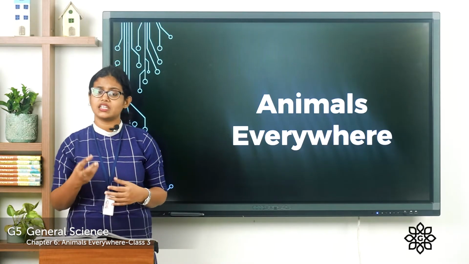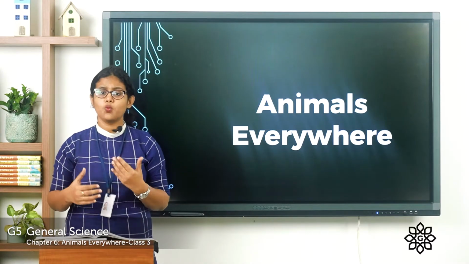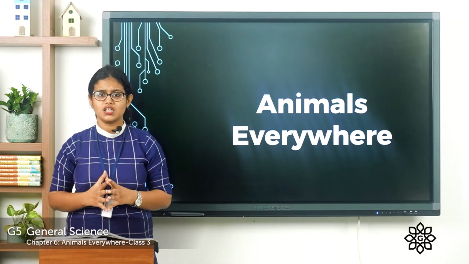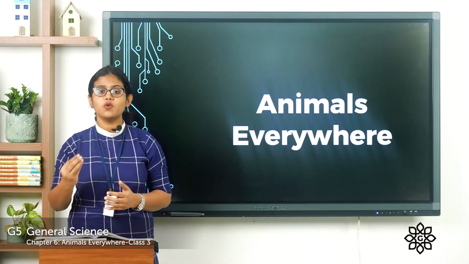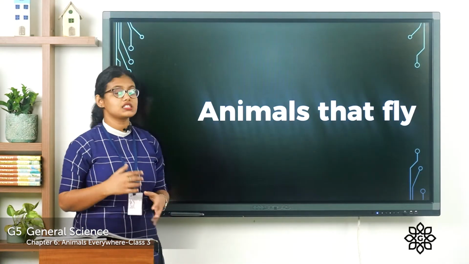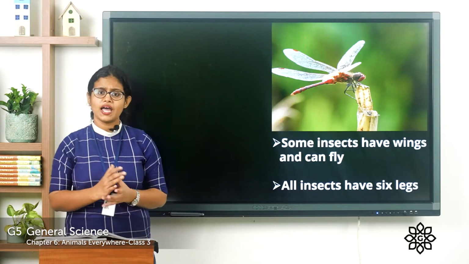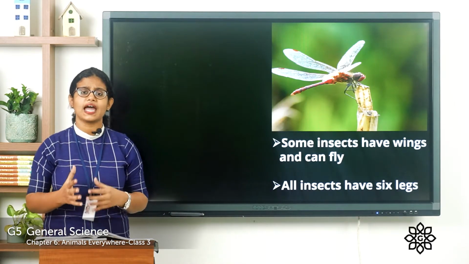There are animals that can fly, there are animals that can swim, there are animals that can walk, run, hop, etc. So let's see the different movements in animals. First, let's see animals that fly. Insects, birds, bats, all these animals can fly.